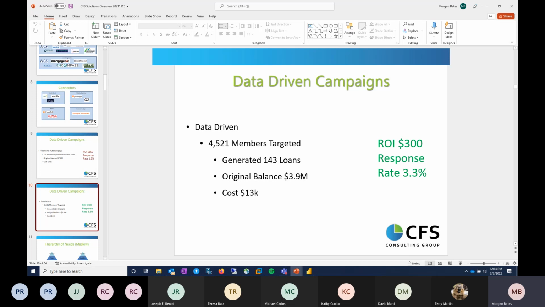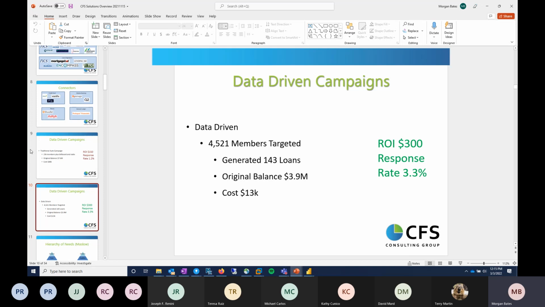Now you may go, well, 3.9 is quite a bit less than 7.6, but keep in mind they only spent 13K, which gave them an ROI of 300, not 150. So for every dollar of marketing, they got 300 back in loans. They doubled their ROI. They also tripled their response rate. So that's pretty significant differences.